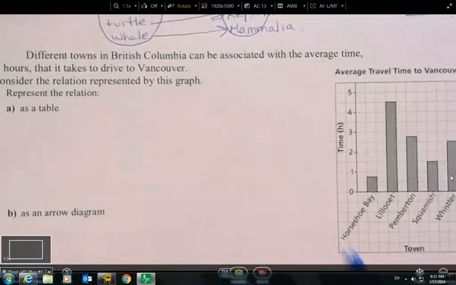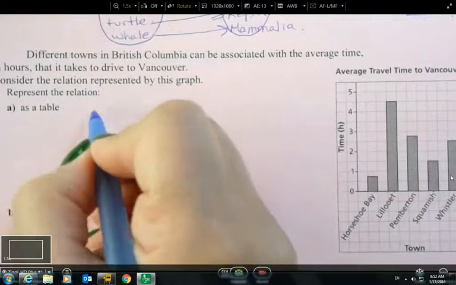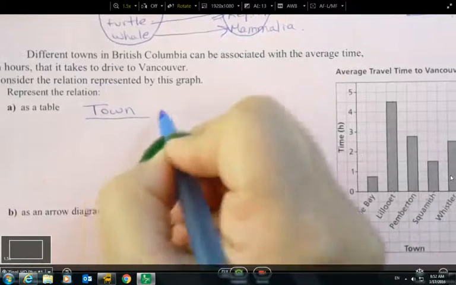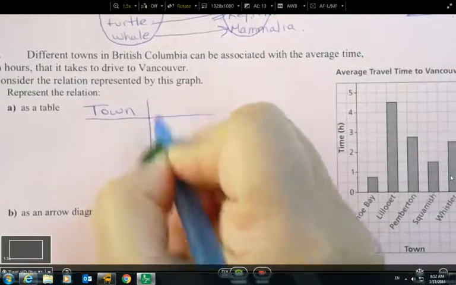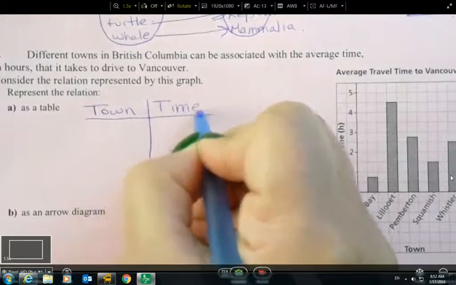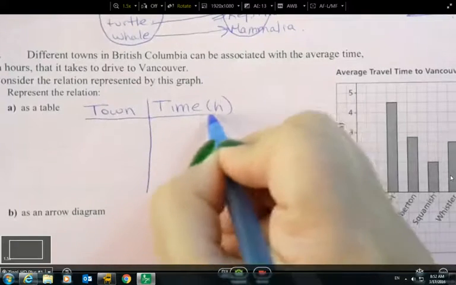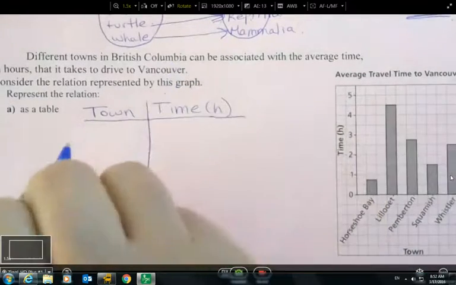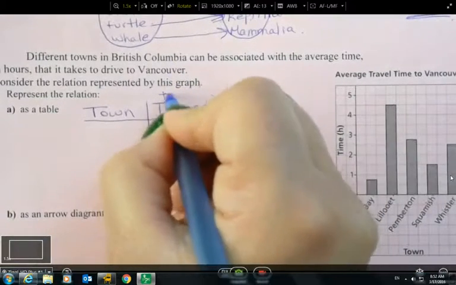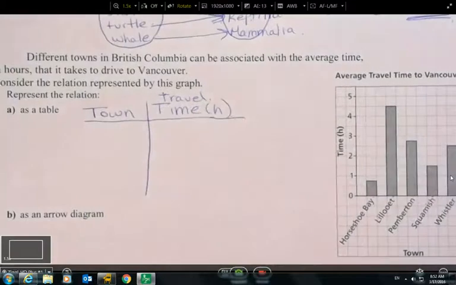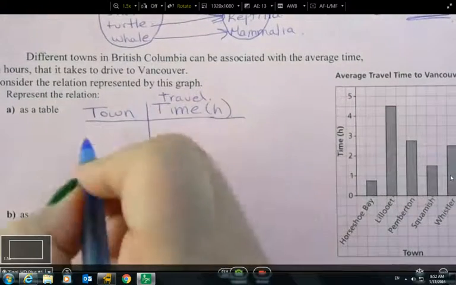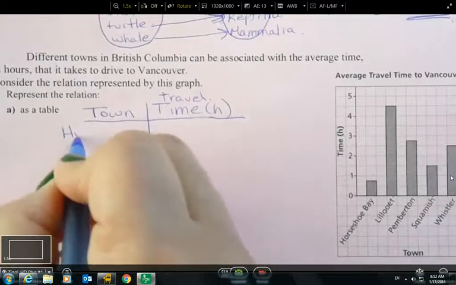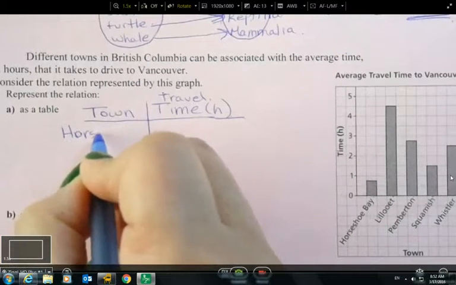So how do we make a table of values? What do we need first? A heading. The first thing we're going to head is town, and then time. Time in hours, okay? We could be a little more specific and say travel time. Okay, never hurts to be a little more specific. So the first town, we're going to just list all the towns now. So we've got Horseshoe Bay.